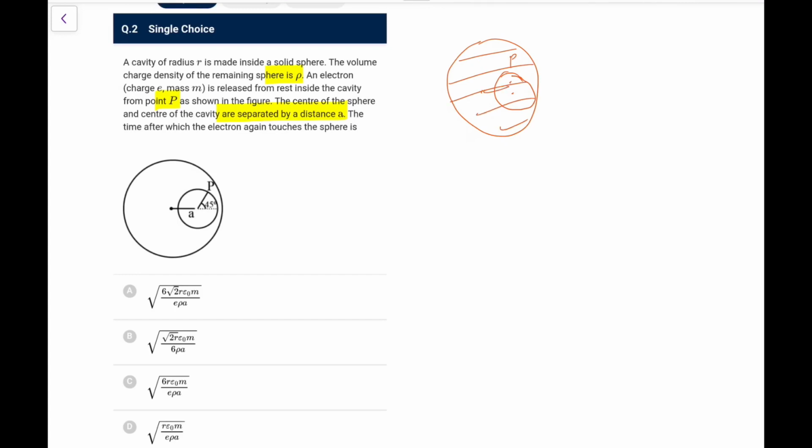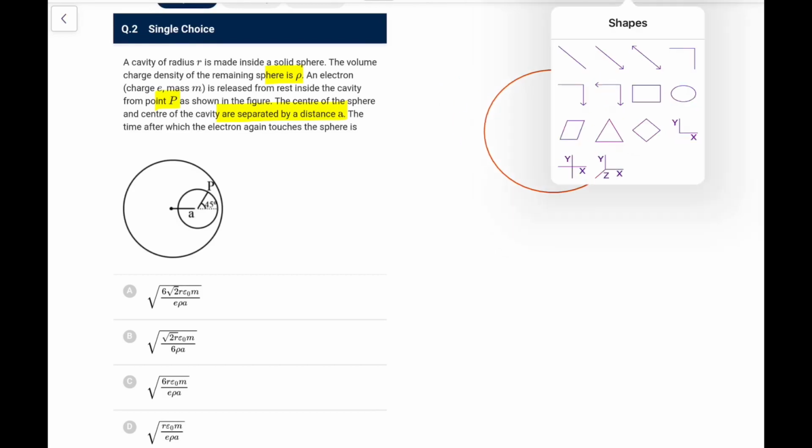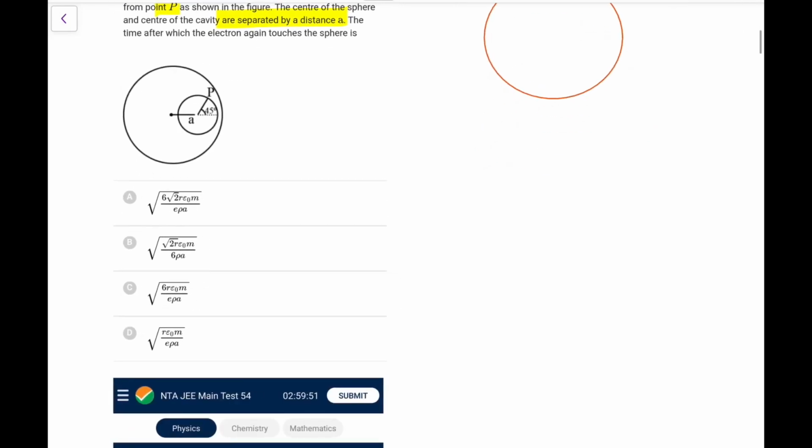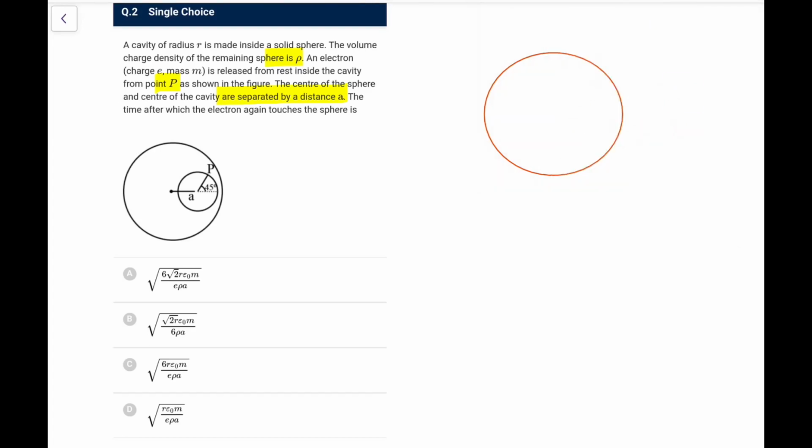So due to complete sphere, let me draw it again, it's not looking proper. Let's draw it clearly. Let's say this is the complete sphere. Let me try again. Yes, now this is good enough. So now what I have, these are the two centers.